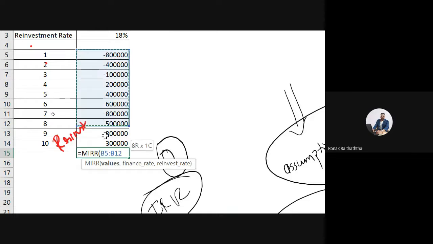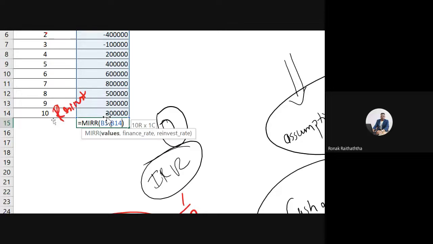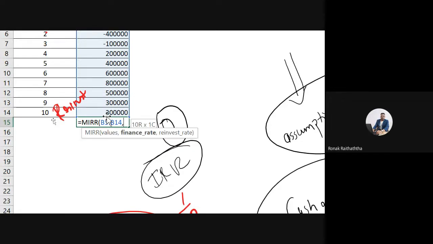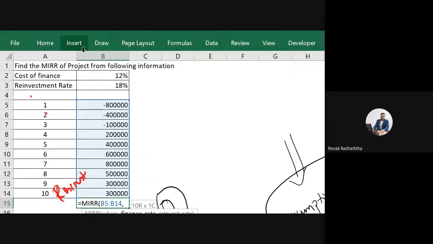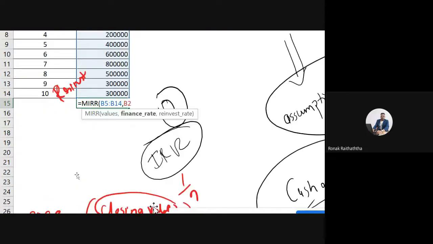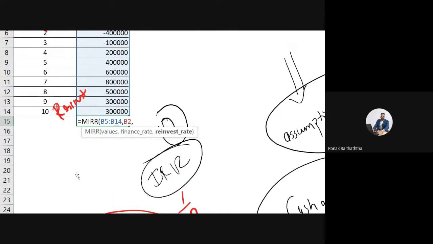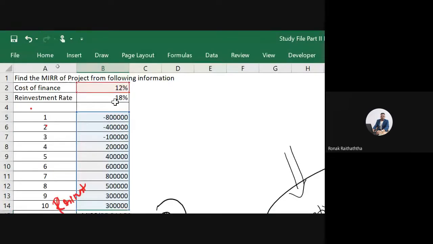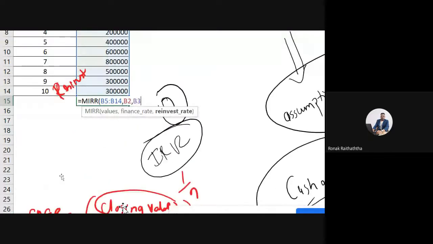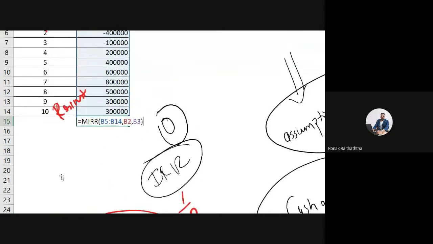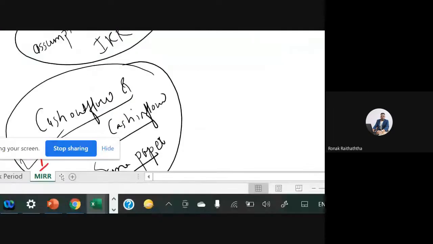So selecting all this right from the first to the last one, not closing the bracket, sorry, pressing the comma to go to the next parameter of the syntax. It will ask you the finance rate. So finance rate is which one? 12%. Selecting that, comma. Then it will ask you the reinvestment rate, which is how much? 18%. So selecting that too. Closing the bracket, pressing enter.